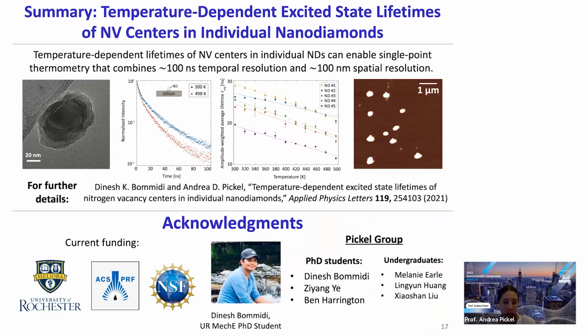All right, so to summarize, we've measured the excited state lifetimes of NV centers in individual nanodiamonds between room temperature and about 500 Kelvin, and we find a consistent decrease in the lifetimes with temperature, which means that the signal can provide single point temperature measurements with both high spatial and temporal resolution. And so we also have a paper on this work that came out in Applied Physics Letters late last fall. So if you're interested, you can certainly find more details there.